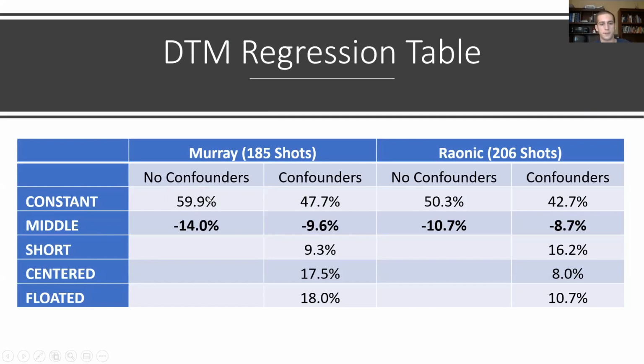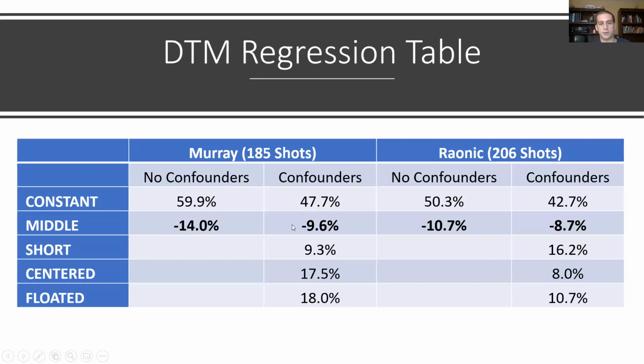So this 59.9% number is Murray's win probability. And the only other variable in this regression, because there are no confounders in this one, is middle. So 59.9% is just Murray's win probability when he doesn't hit down the middle. When he does hit down the middle, his win probability is 14% lower. That's a pretty significant drop.